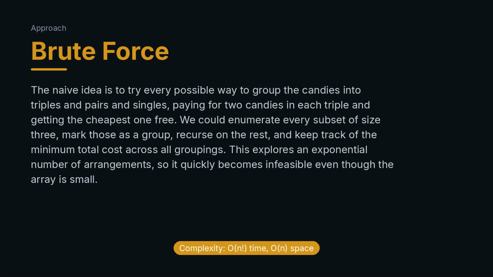The naive idea is to try every possible way to group the candies into triples and pairs and singles, paying for 2 candies in each triple and getting the cheapest one free. We could enumerate every subset of size 3, mark those as a group, recurse on the rest, and keep track of the minimum total cost across all groupings. This explores an exponential number of arrangements, so it quickly becomes infeasible even though the array is small. The complexity here is O(n) time O(n) space.